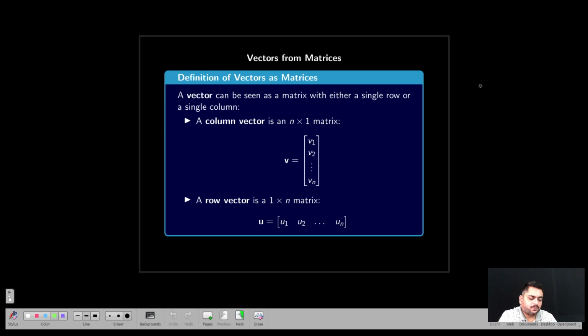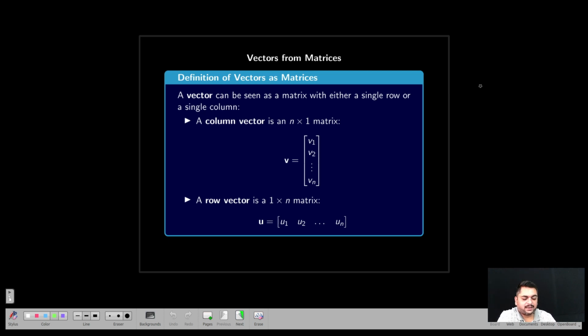Okay. So before understanding this, let us have a basic understanding of vectors. I am not going in depth in vectors in this video. A separate subject is made for it. Let's understand vectors in terms of the concept of matrices. Okay. So what is a vector? A vector can be seen as a matrix with either a single row or a single column.